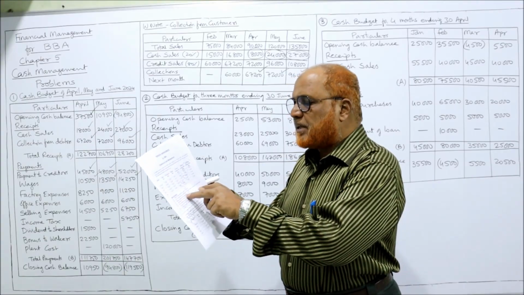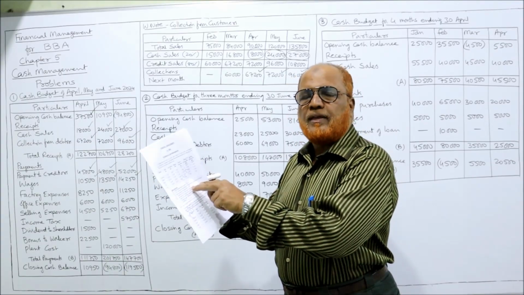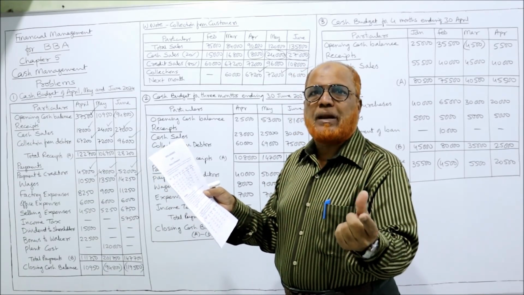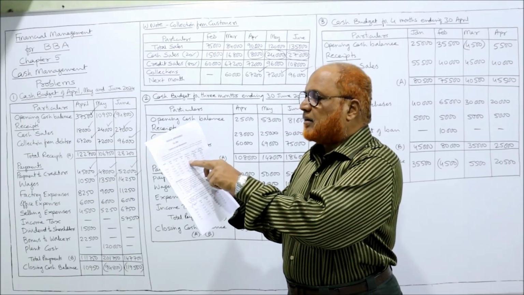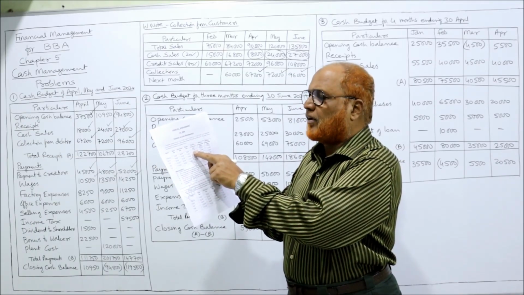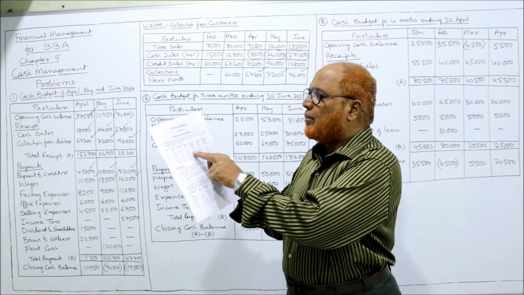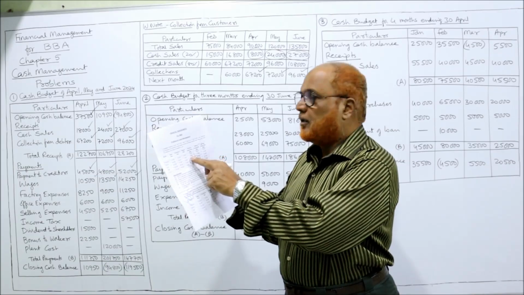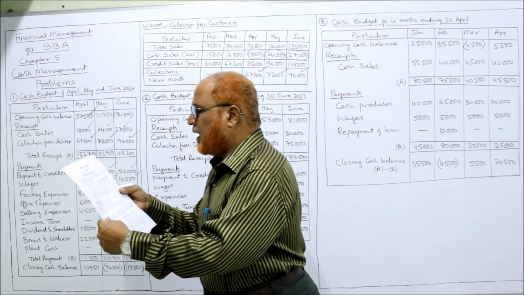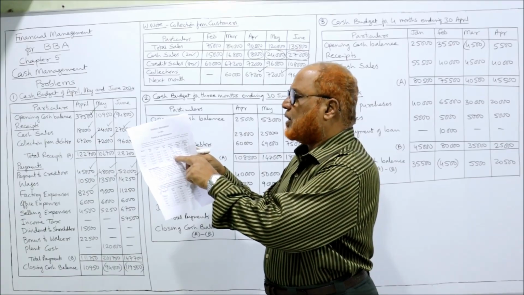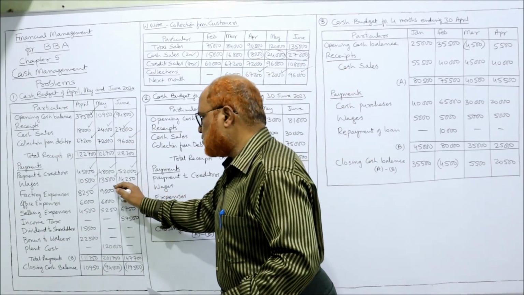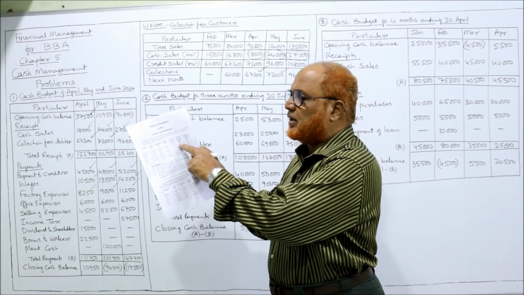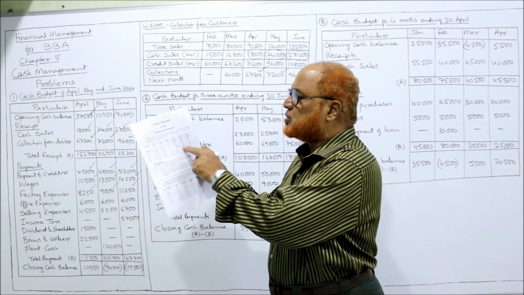Now all expenses have 1 month delay. That means February's expenses will be paid in March, March's expenses will be paid in April. For all the expenses. Factory expenses 7,500 for February. That will be paid in March. March 8,250. That will be paid in April. So April 8,250. After 8,250, 9,000, 11,250. Office expense is 6,000 for Feb. That will be paid in March. March 6,000 will be paid in April.